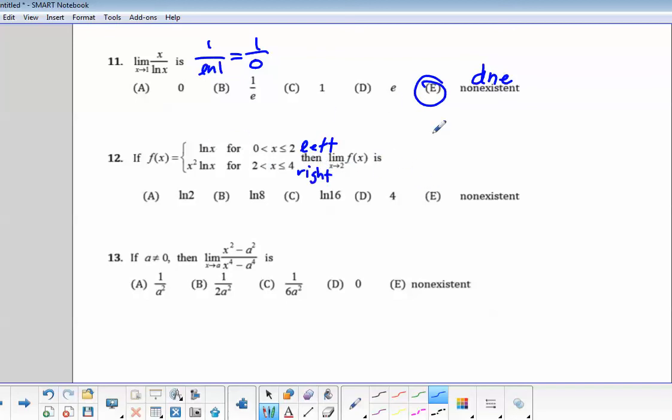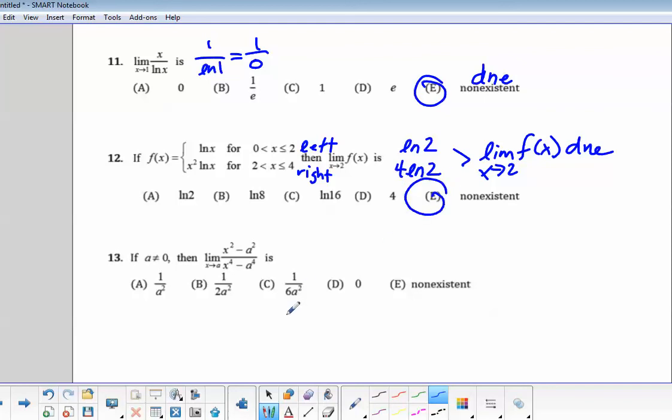All right, so I'm going to substitute 2 in, and I get ln 2 on the left, and on the right, 2 squared is 4, so I get 4 ln 2 on the right. Now, even if you're confused about what ln 2 is, you can see that this answer is 4 times as large as this answer, so they're not the same number, and because the left side and the right side are not the same, we would say that the limit as x approaches 2 for f of x does not exist. So it's this one, non-existent.